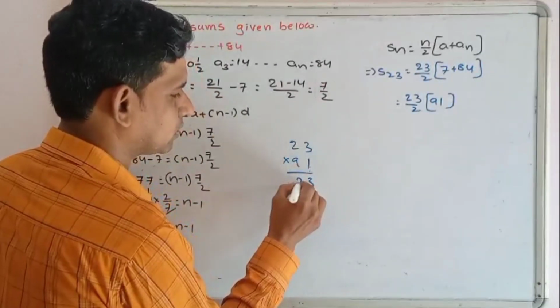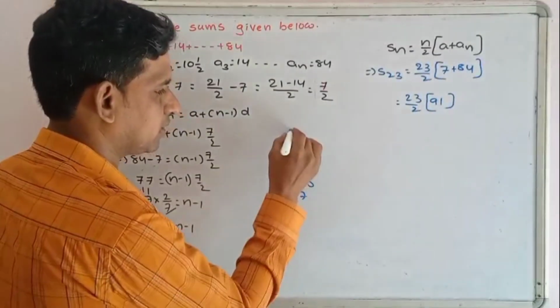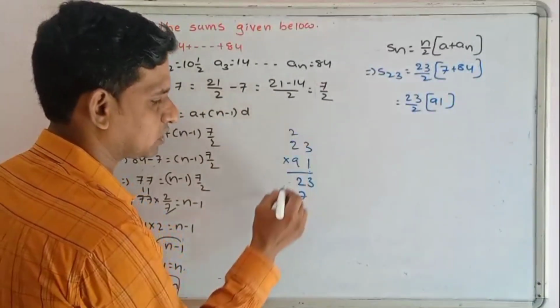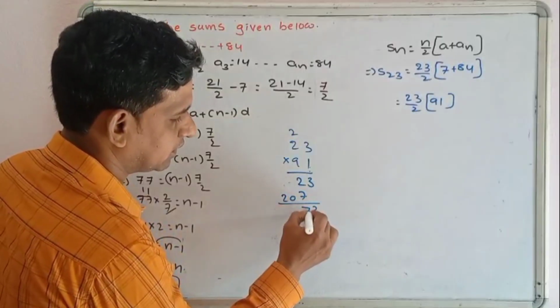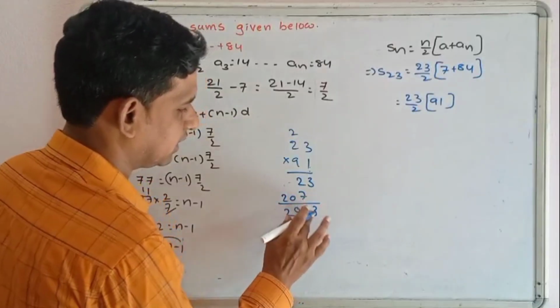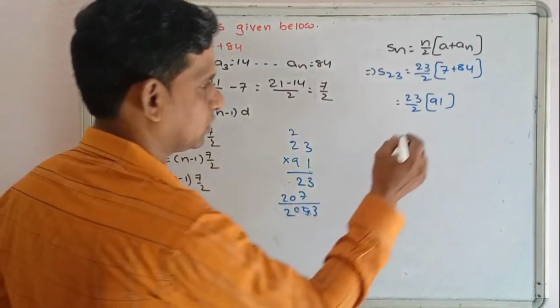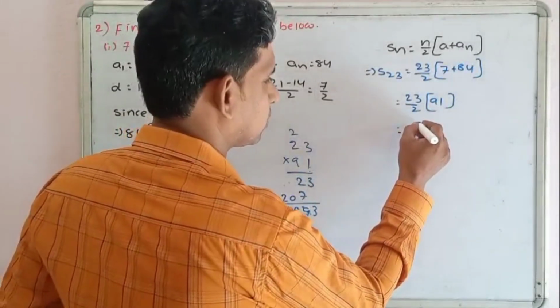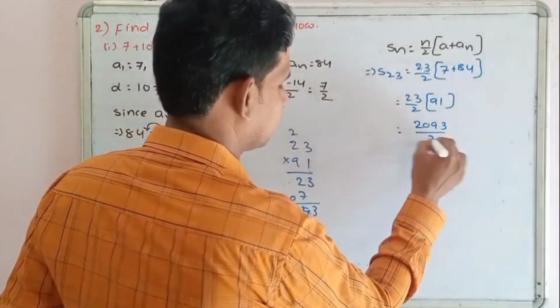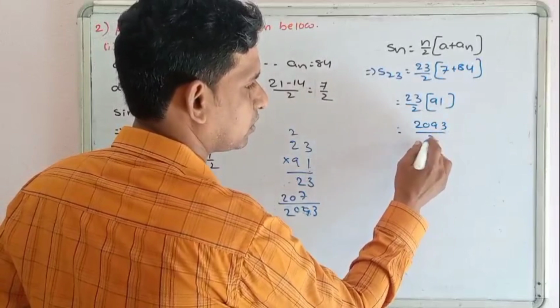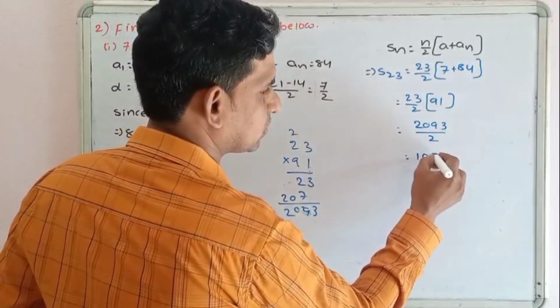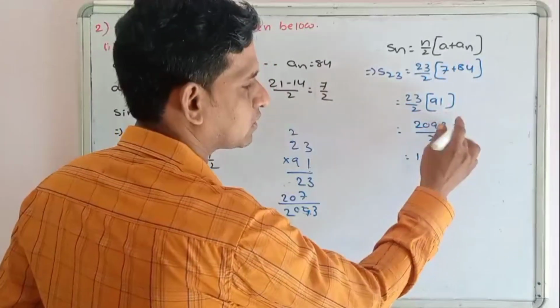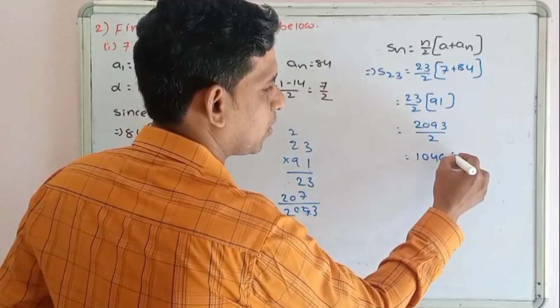1 3 is 3, 1 2 is 2. 9 3 is 27, 2 balance, 9 2 is 18, 18 plus 2 is 20. So 3 7 0 2. Sorry, 3 9 2 0. Okay, 0 2. That is finally 2093 by 2. Now division: 2 1s are 2, 2 zeros, 2 4s are 8, 1 balance, 2 6s are 12. So 0.5.